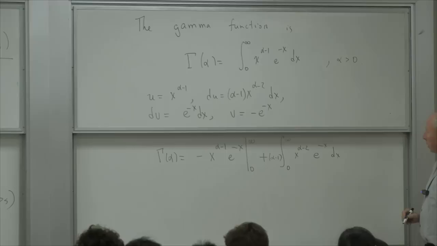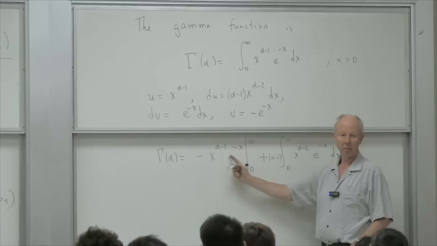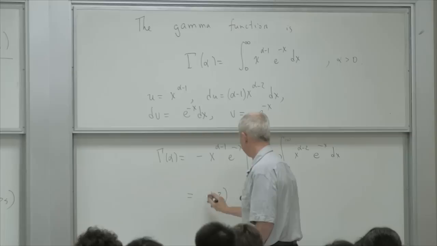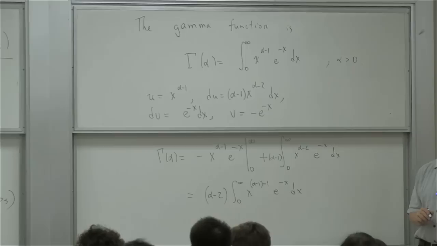The first thing here is what? At infinity, it's 0 because of this guy. At 0, it's 0 because of this guy. So this term is 0. So we get alpha minus 2 integral from 0 to infinity, x to the, I'm going to write alpha minus 2 in a perverse way, well, maybe weird. Alpha minus 1 minus 1.